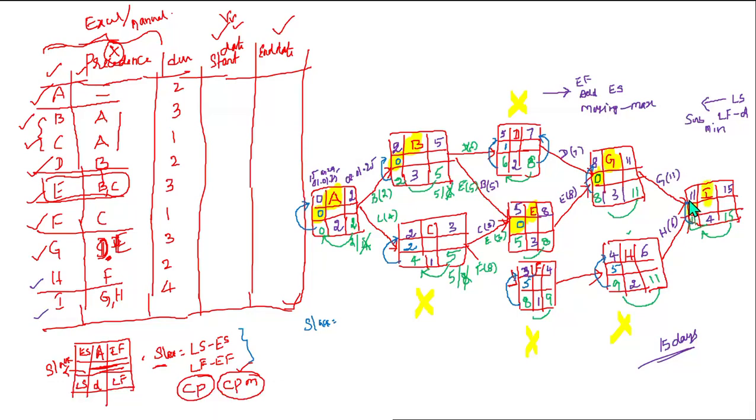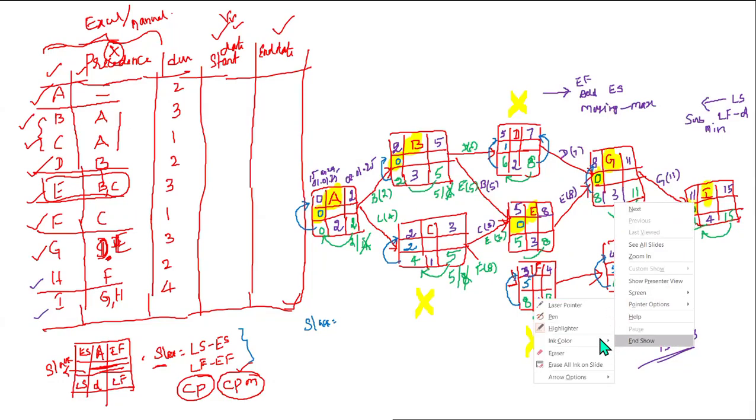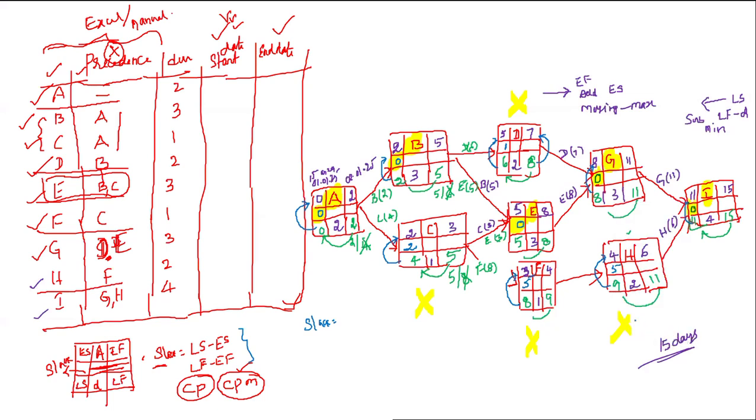Highlight the path which has the critical activities, where the slack is zero. You have to just identify the activities which have slack as zero. Okay, so that is what we do now. Let me take some other color.